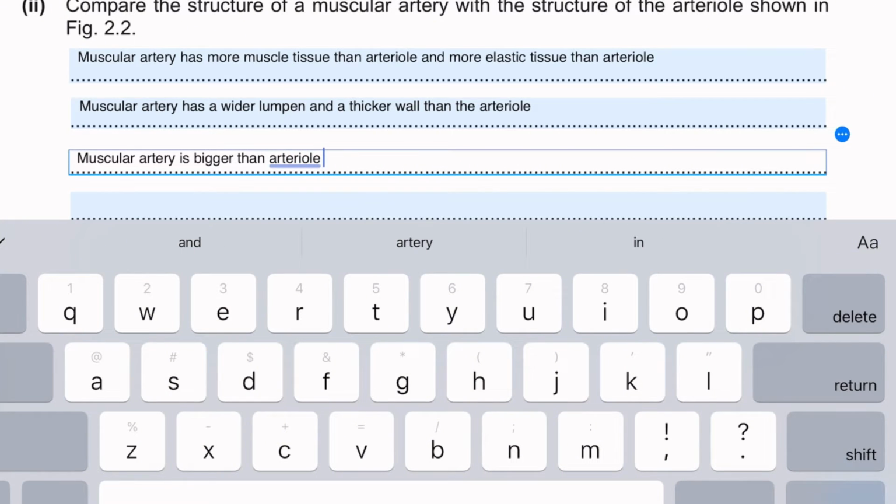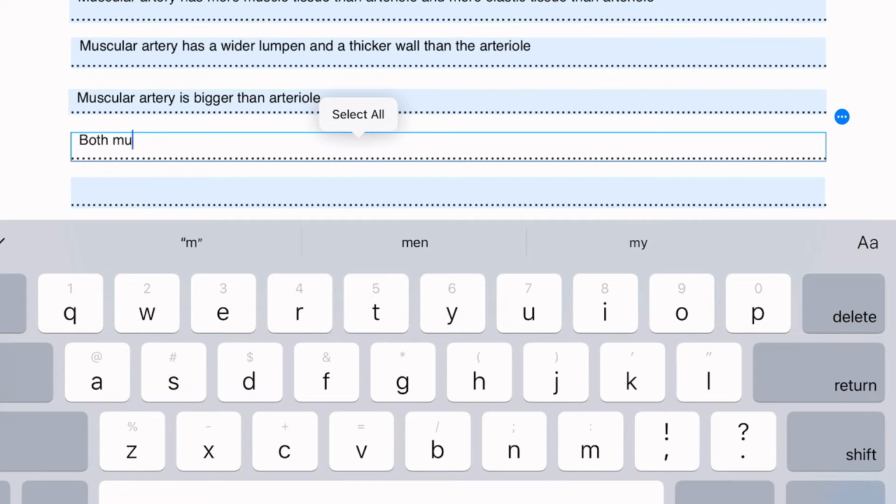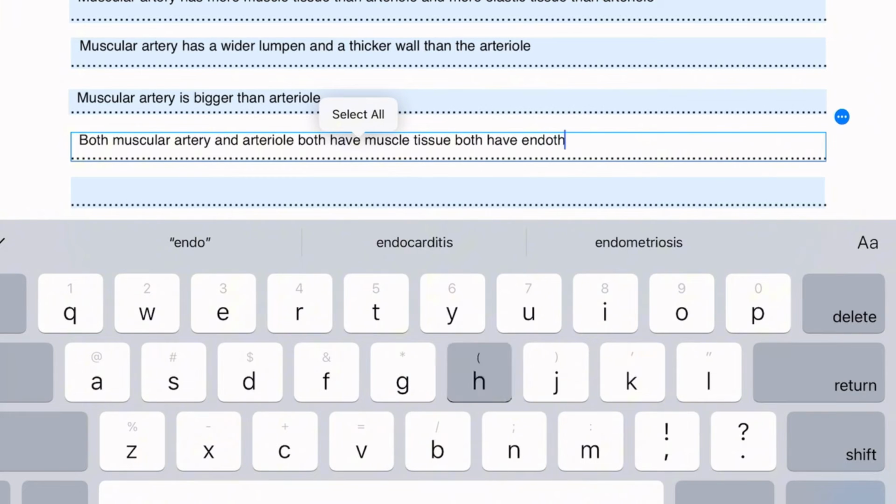For similarities, however, you could just go ahead and mention both muscular artery and arteriole. You could mention things like they both have muscle tissue, both also have the endothelium, and we could stop here.